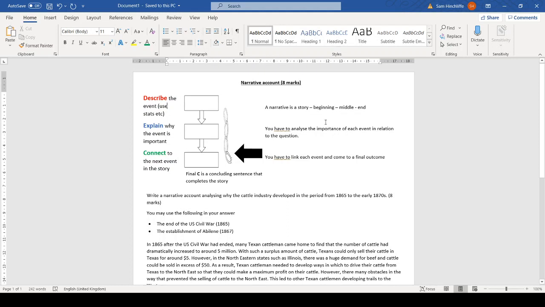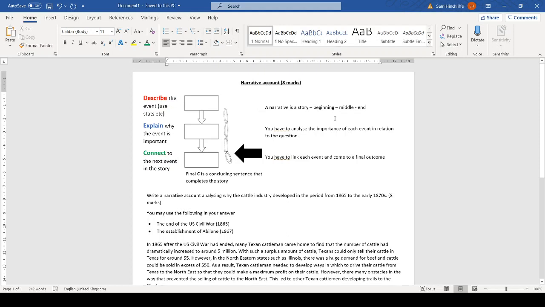There are fundamental skills that we teach you through the PETAL paragraph as well. You're not just providing evidence, you're also providing that key analysis. The bit that most students find difficult is linking these events, and you can see here we've got the images to show you a chain, and they're all linked. That's the whole purpose of the narrative account: it's a sequence of events that are linked together.